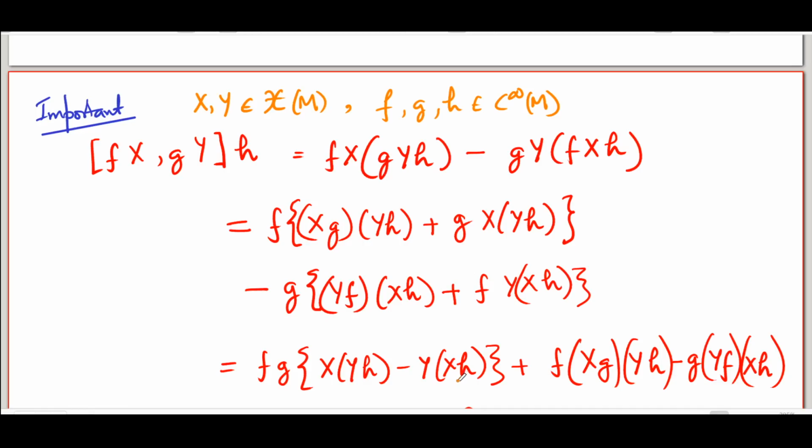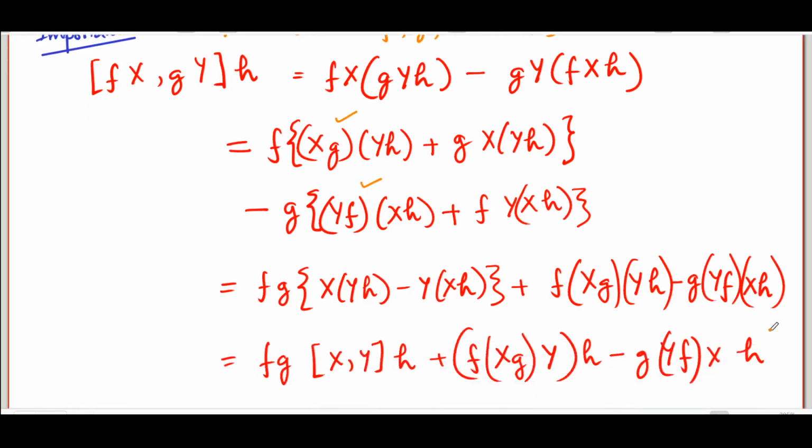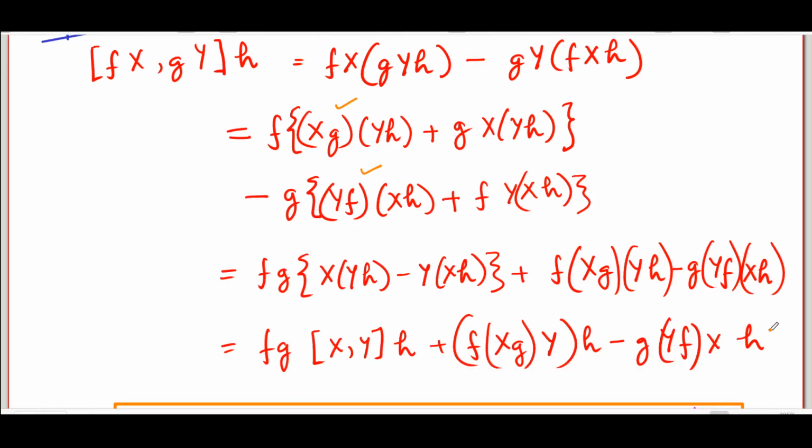In addition to that, you have two more terms, this one and this one. f times Xg, Y, this acting on h, minus g times Yf, X acting on h. And so when you take all of this together, you see that this Lie bracket of fX and gY acting on h gives you this whole thing. Each term here acts on h. So the overall vector field acts on h.